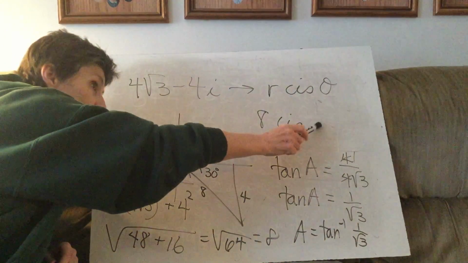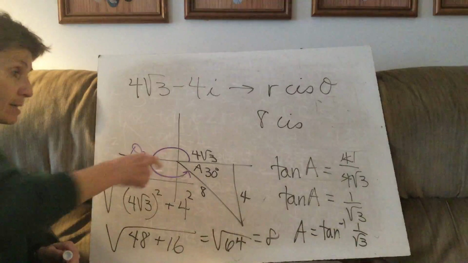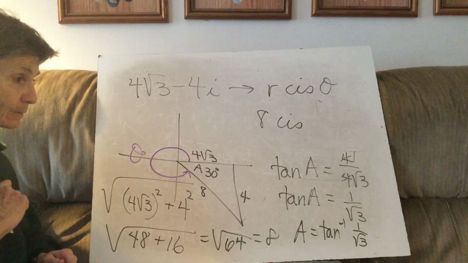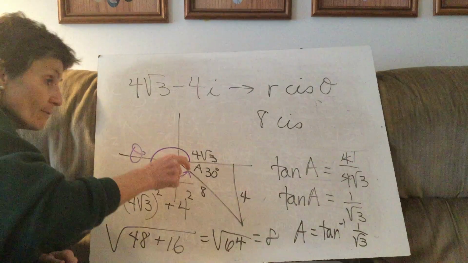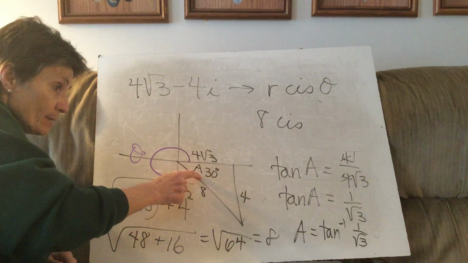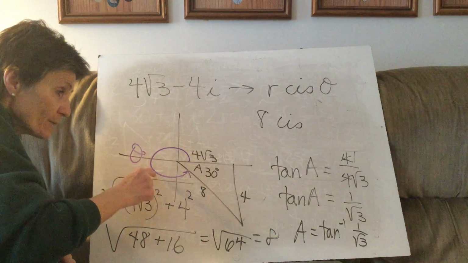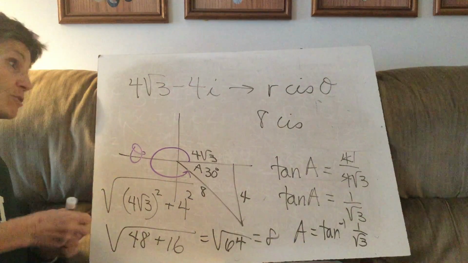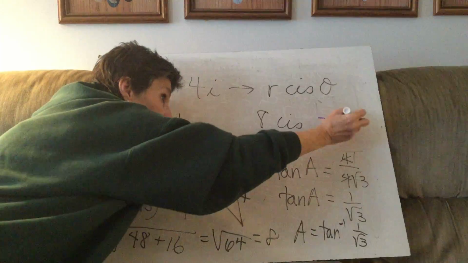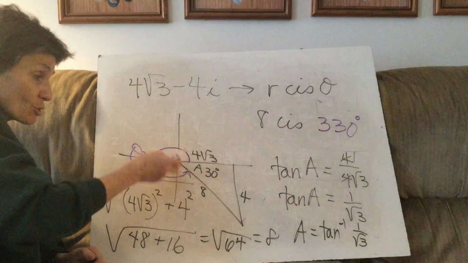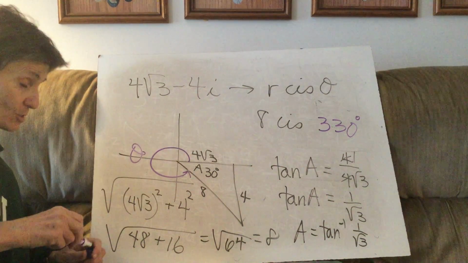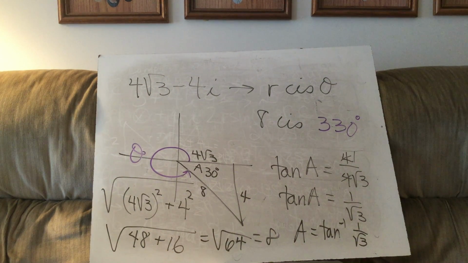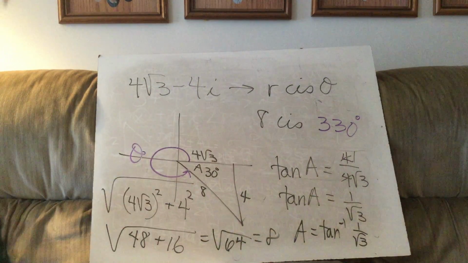Do not put 30 here though. That wouldn't be right. The purple angle goes here. So if that is 30, what would all this big purple angle be? Well, if you said 330, you are right. Because it's 360 minus 30. And there's the answer to the question.